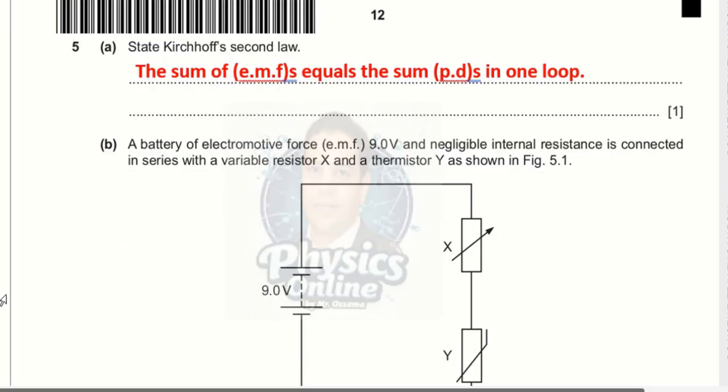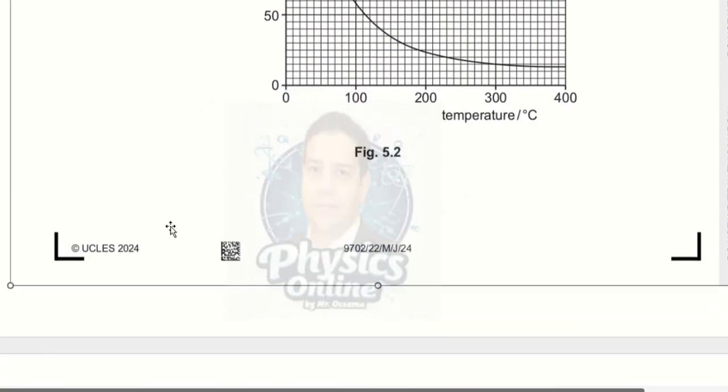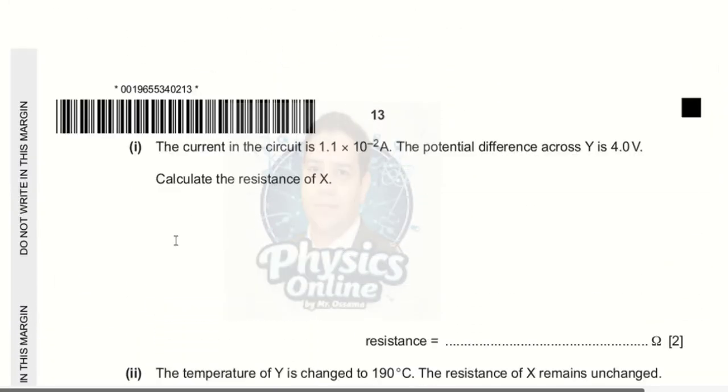A battery of electromotive force EMF 9 volt and negligible internal resistance is connected in series with variable resistor X and thermistor Y. Figure 5.2 shows the relationship between temperature and resistance for the thermistor and resistor. The current in the circuit is 1.1 times 10 to the power negative 2 ampere. The potential difference across Y is 4 volt. Calculate the resistance of X.